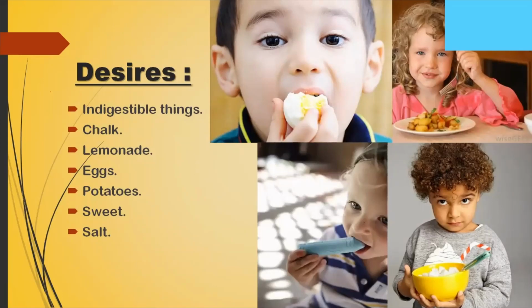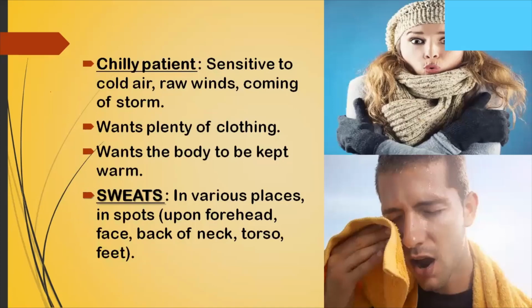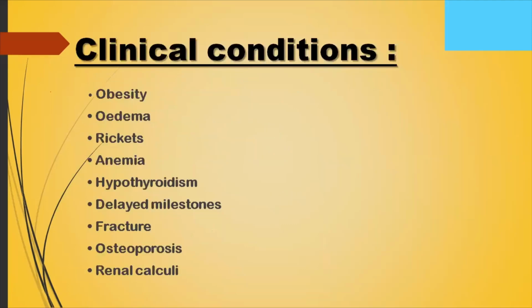And because of this, the desires will be for indigestible things, as we have discussed previously in the cravings and the requirements. Desire for indigestible things, potatoes, sweets, fatty foods, chalk, lemonade, eggs, sweets and salts. So these are the issues mostly seen in row 3 and row 4 rather than row 5, row 6. Why? Because they are at the developmental stage of the human being. That's why the issues will be about that. As we know, they are chilly patients, sweats profuse. Clinically we can see these cases: obesity, edema, rickets, anemia, hypothyroidism, delayed milestones.